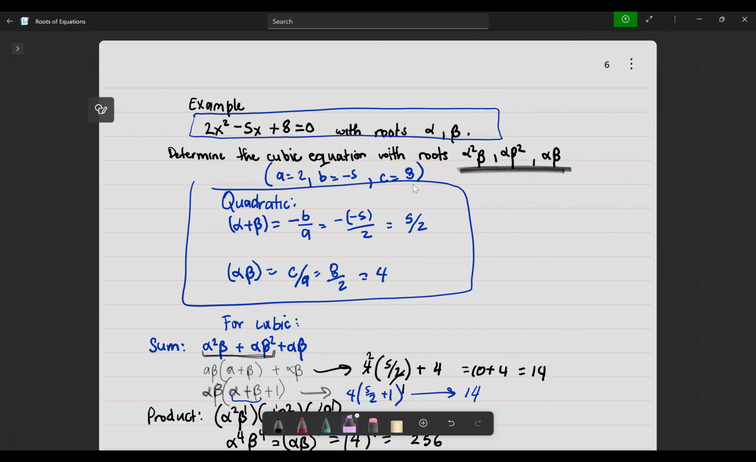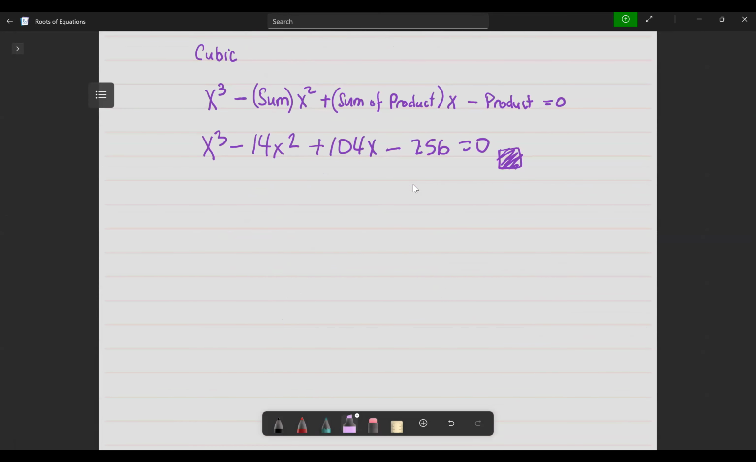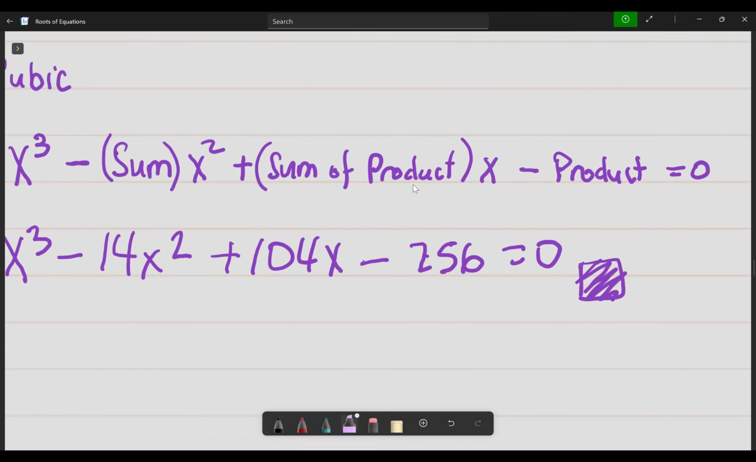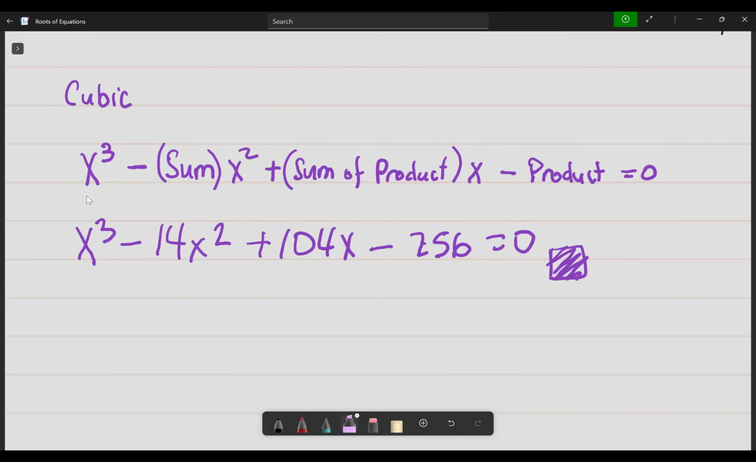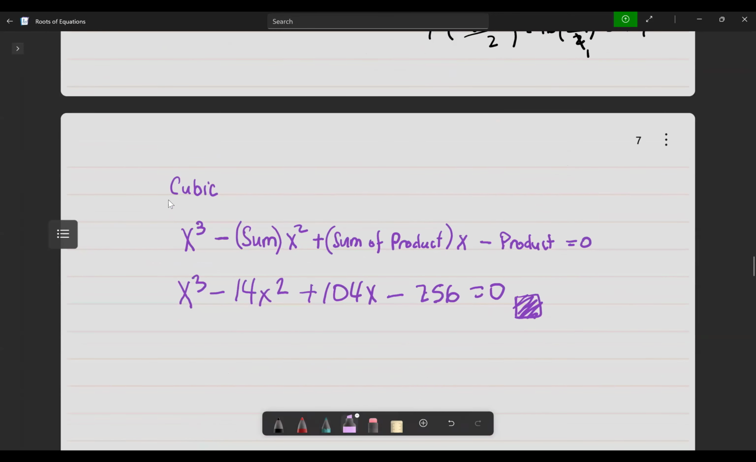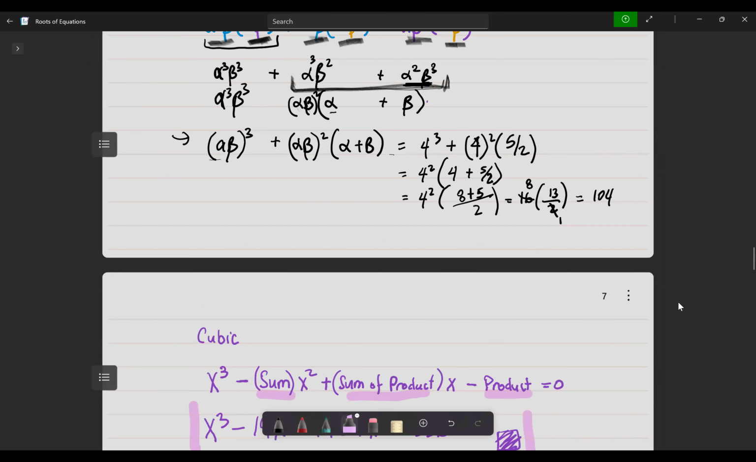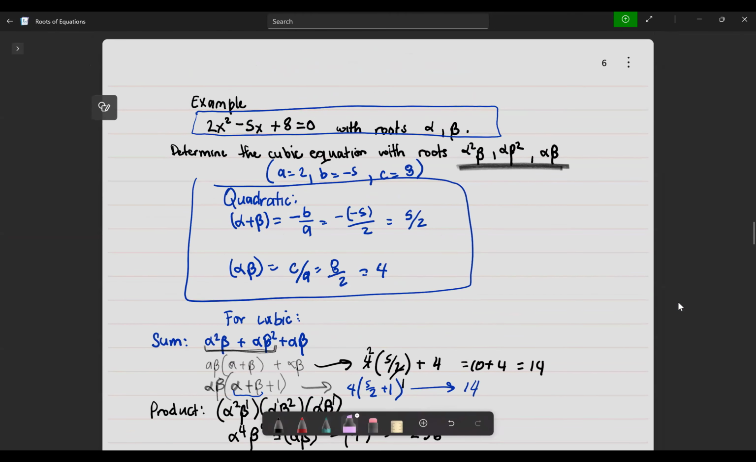Now, we're going to look at the actual question. Whenever it does that, you need to remember that if it asks you for a new equation, you're going to find the sum of the roots, the sum of the pairwise products, and the product itself, and give them that new equation. Make sense?